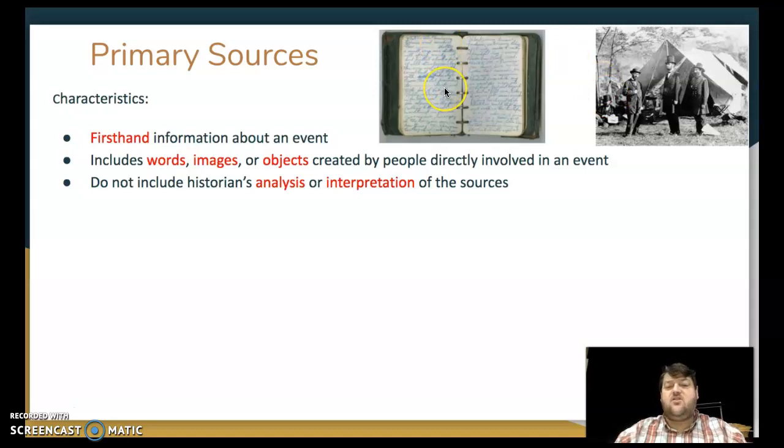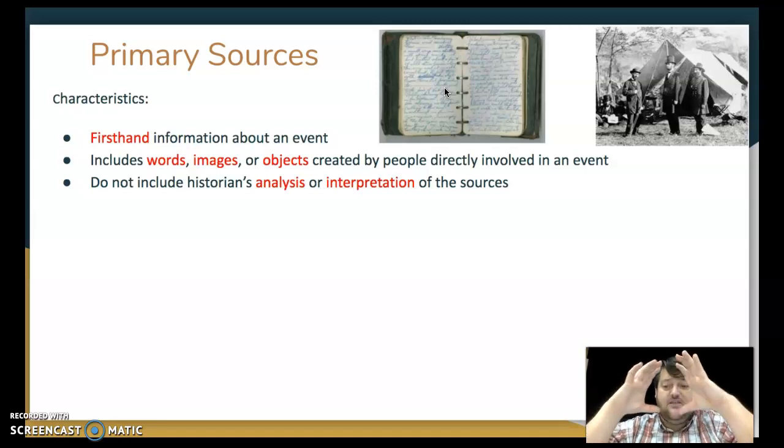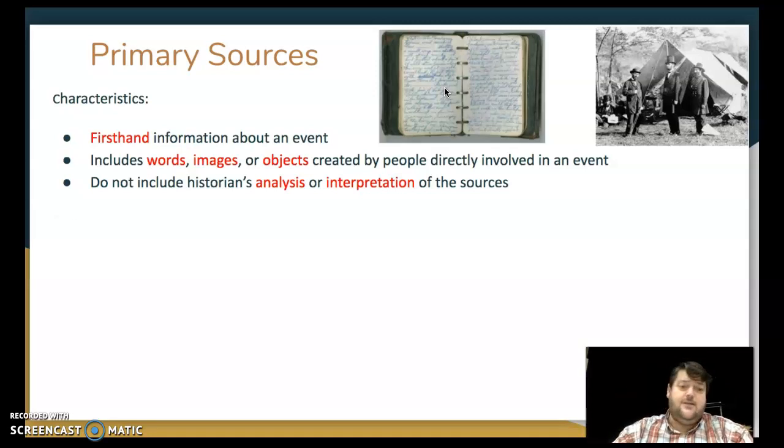Okay, the journal might describe a brief moment in history and what happened, but it doesn't give you a wide view. It gives you a very narrow and specific view of one person's experience at a historic event.